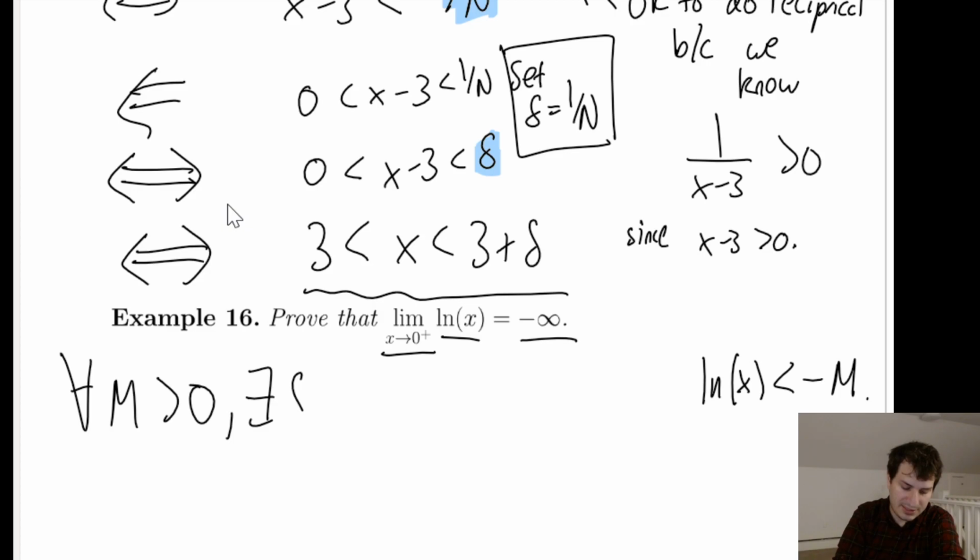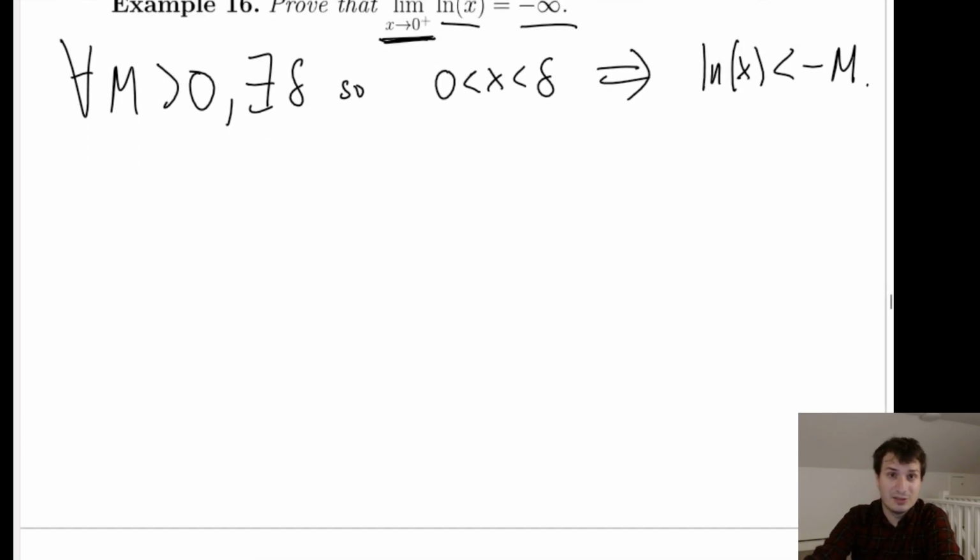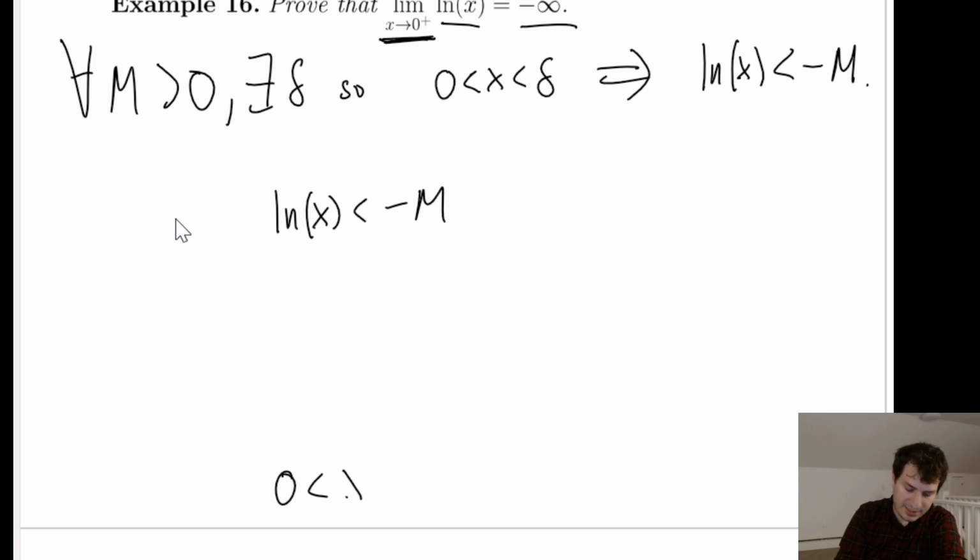So there exists delta such that 0 less than x less than delta. It's a right limit, so x is always a little bit bigger than 0. That's going to imply ln of x less than minus m. So let's prove it. Let's start at the end, ln of x less than minus m, and I want to get to 0 less than x less than delta. How do I undo the log? I have a ln of x. How do I make it look like an x? I'm going to do the exponential of both sides.